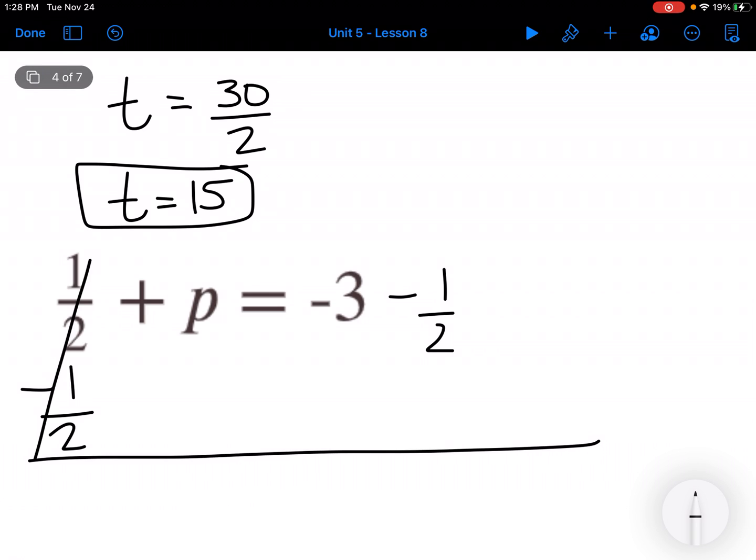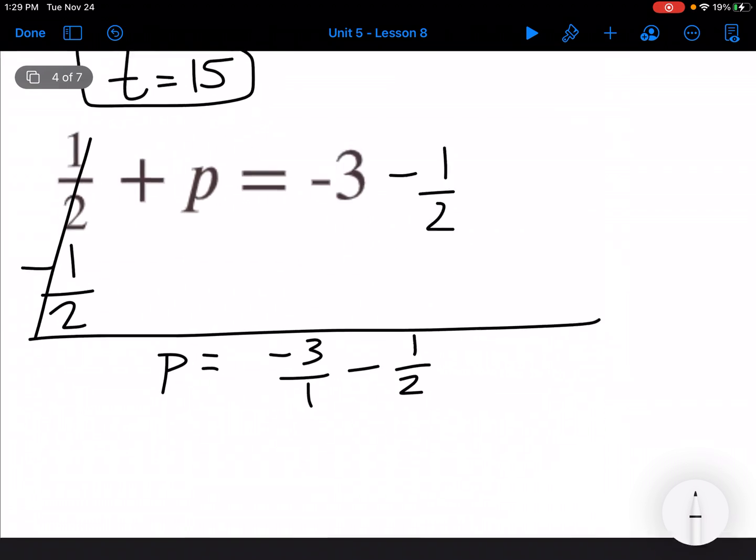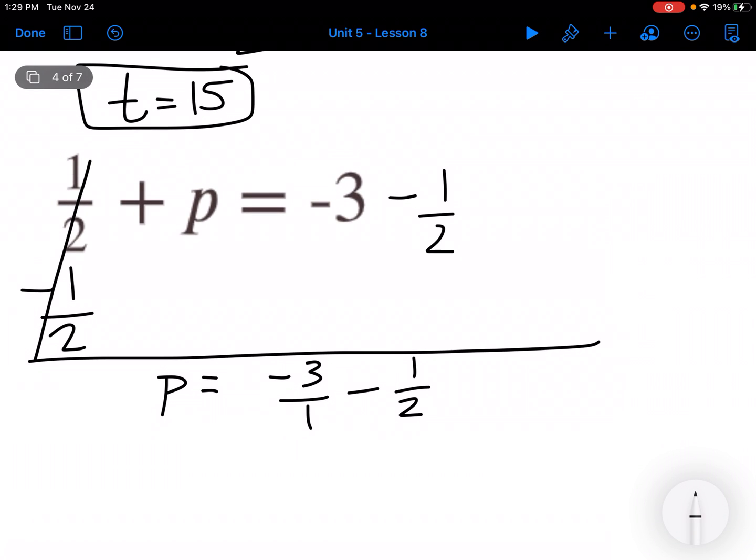So 1/2, 1 minus 1/2 zeroes out, and I'm left with P equals -3 over 1 minus 1/2. Well, let's change that to an addition equation. So P equals -3 over 1 plus a -1/2. Okay? So now we're going to change around our denominators to make sure that they're equal so that we can go ahead and do this.